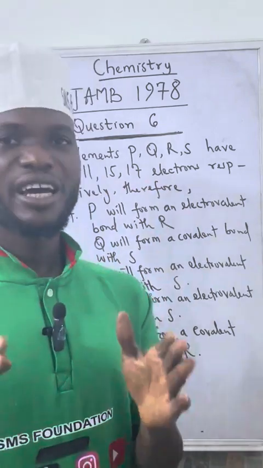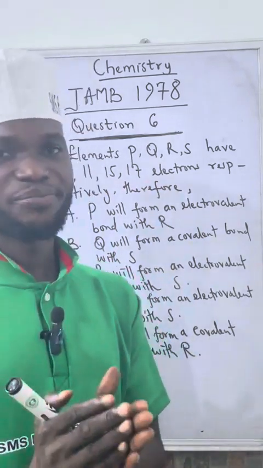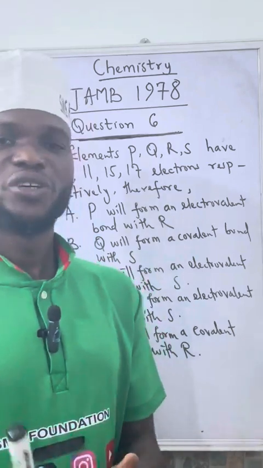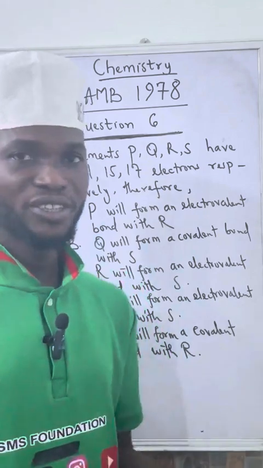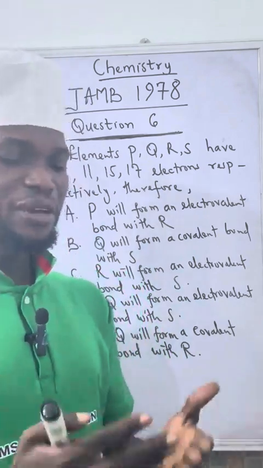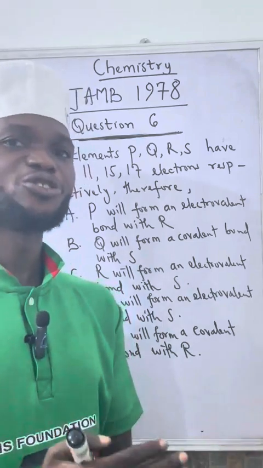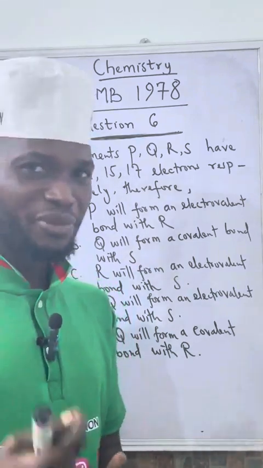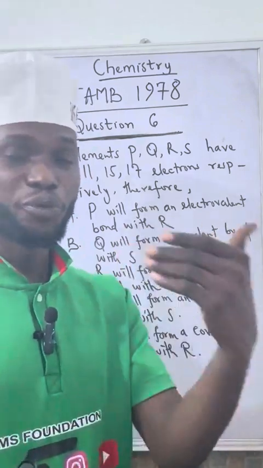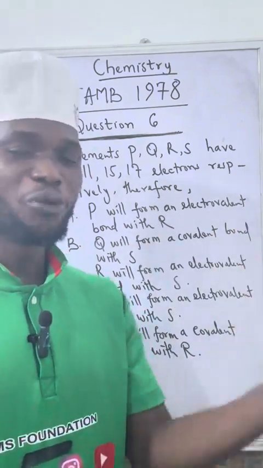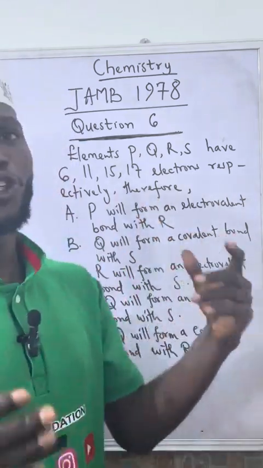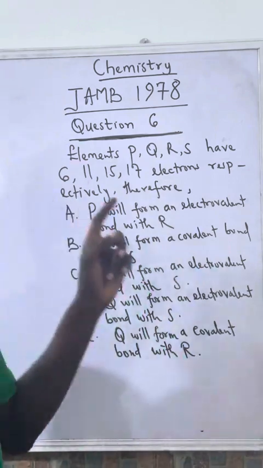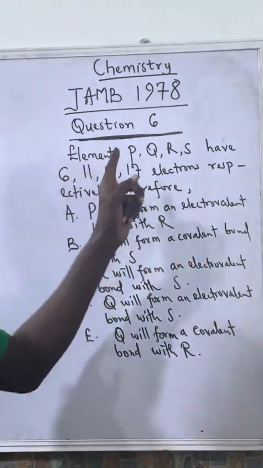And you know that elements in their neutral state, in their free state, the number of electrons is always equal to the number of protons. So that means the number of electrons can be taken as the atomic number, because the number of protons is equal to the atomic number. So therefore, the number of electrons given can just be taken as the atomic number. So we can write the electronic configuration of each.